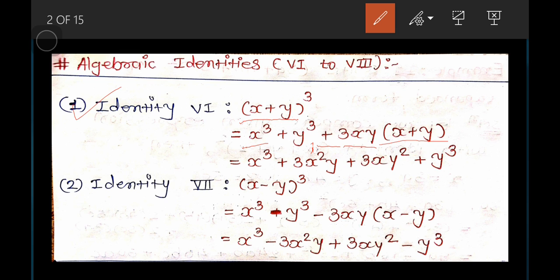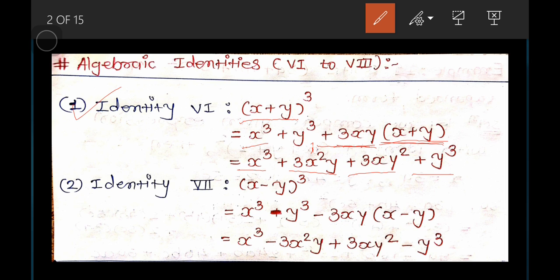Here you can see 3xy and the bracket (x + y); we can multiply these. So x cube plus, we multiply the first term with this bracket, so we get 3x square y plus 3x y square plus y cube.